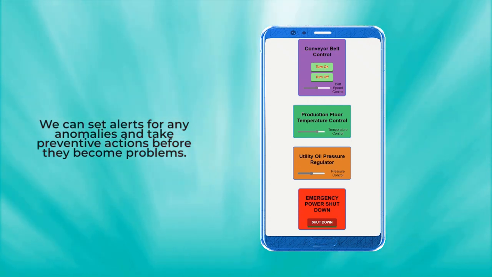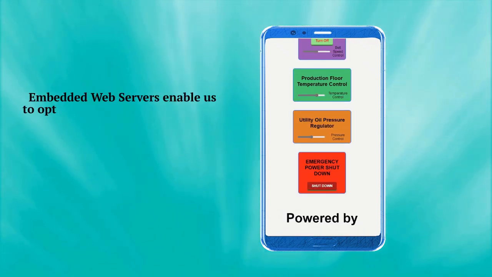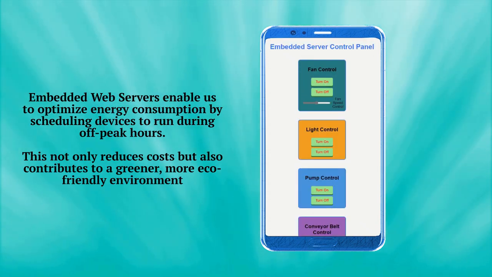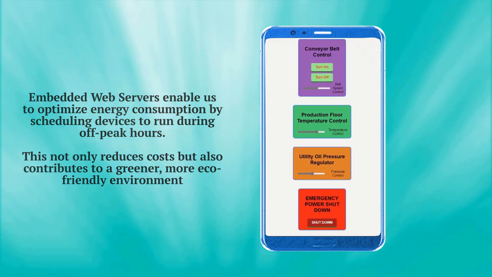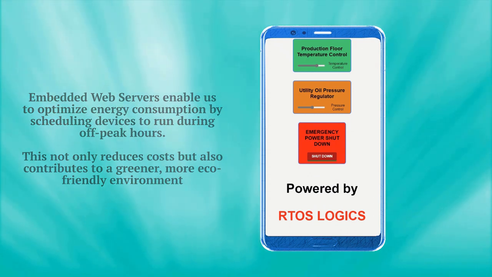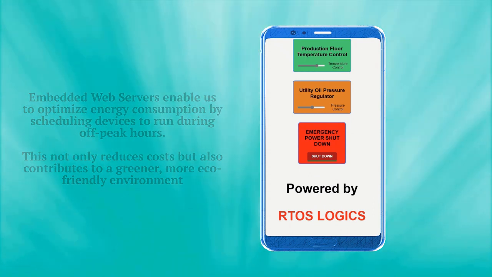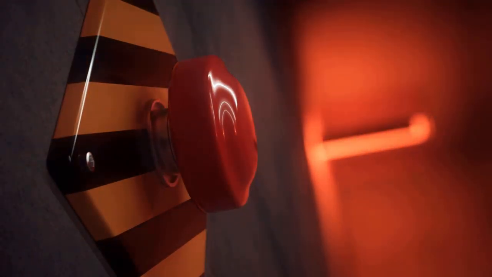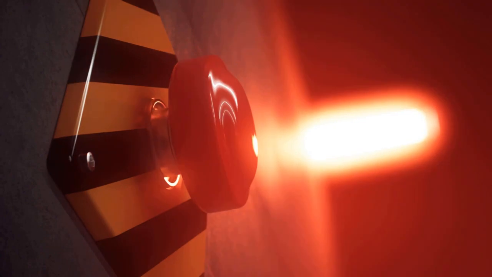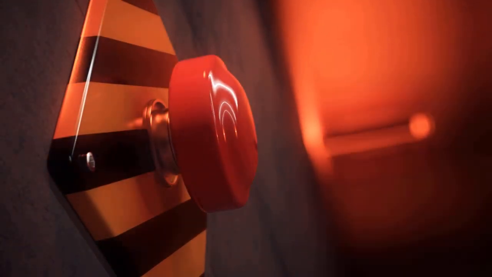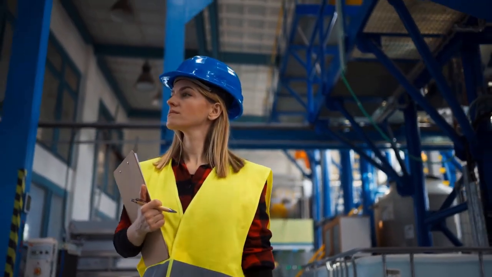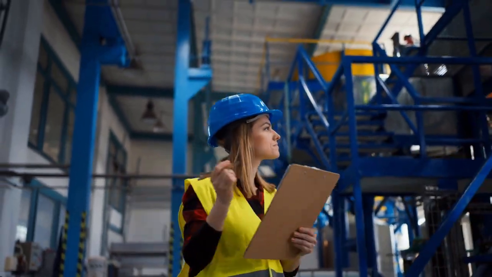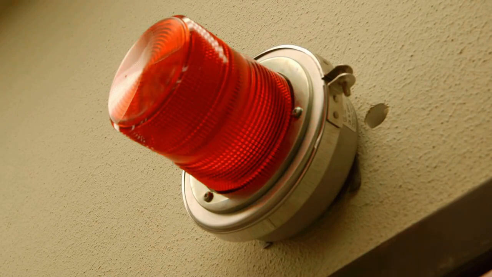Embedded web servers enable us to optimize energy consumption by scheduling devices to run during off peak hours. This not only reduces costs but also contributes to a greener, more eco friendly environment. We can also promptly respond to emergency situations, shutting down critical equipment in seconds if necessary. Embedded web servers empower us to ensure the well being of our factory personnel and prevent potential hazards.